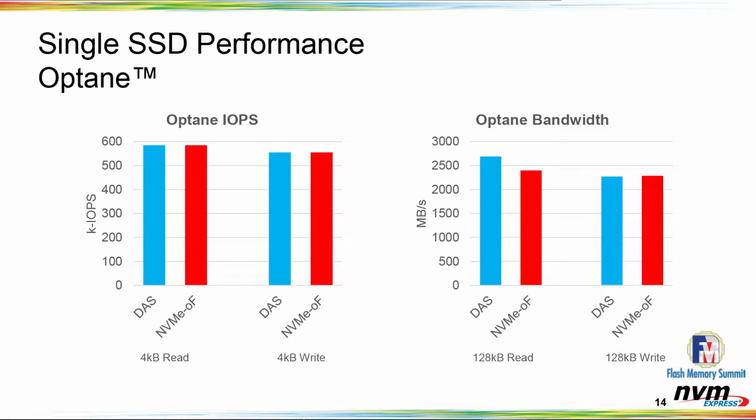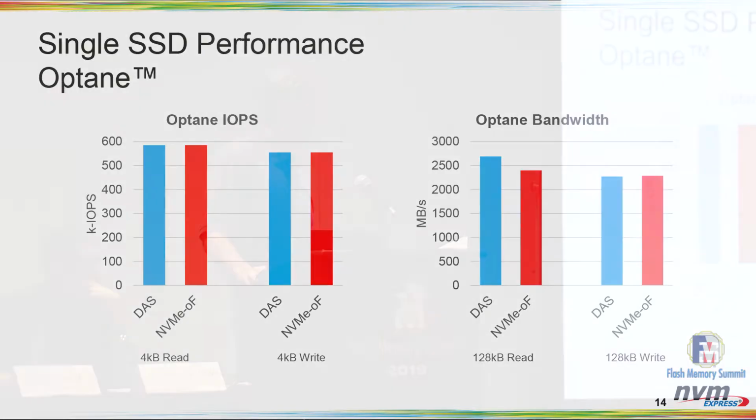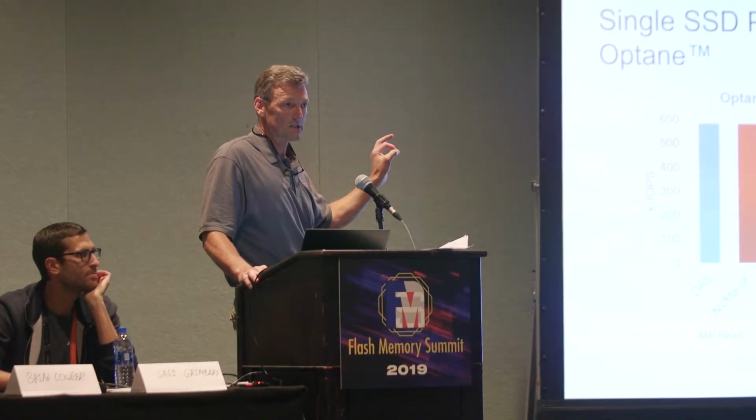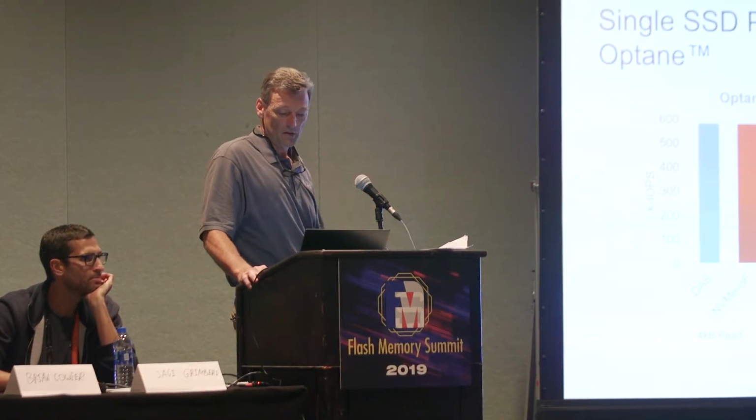Same thing for Optane. Let's talk about Optane, one of the fastest drives out there. One of the attributes where Optane really shines is the write performance. You can see the very balanced write versus read performance out of this Optane drive. And then same thing with the bandwidth side. You can basically get all of the DAS performance out of a drive on the other side of an NVMe over Fabrics infrastructure.